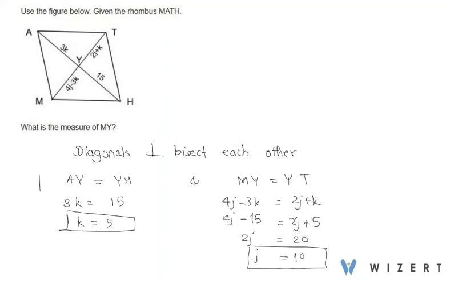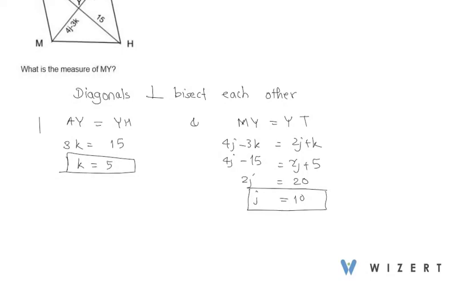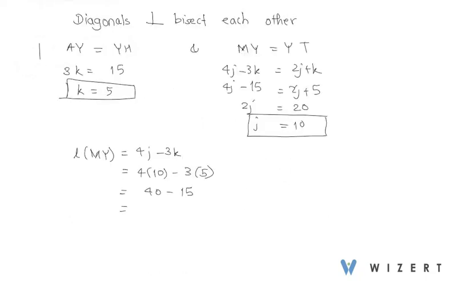Now in order to find the length of MY, we simply put the value of j and k in this expression. So 4 into 10 minus 3 into 5. So that is equal to 40 minus 15, which is equal to 25 units. So we can say that the length of MY is 25 units. Answer is 25 units.